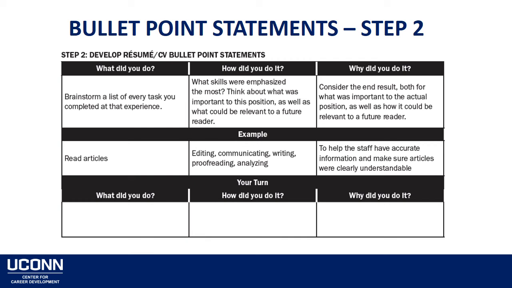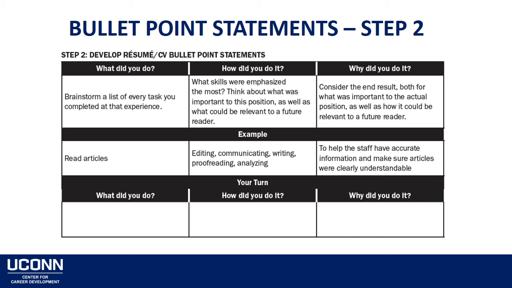The how, or how did you do it, are the skills that you use to complete the task or responsibility. Ideally, this part highlights a transferable skill you listed in step 1, but it could also be a technical skill or a hard skill, an industry-specific skill, or a specific procedure or protocol. The example says editing, communicating, writing, proofreading, and analyzing.